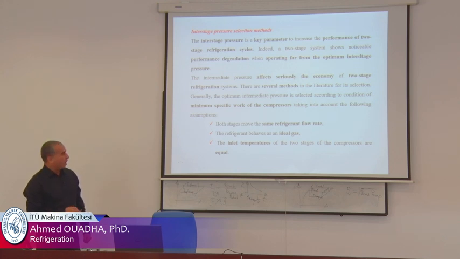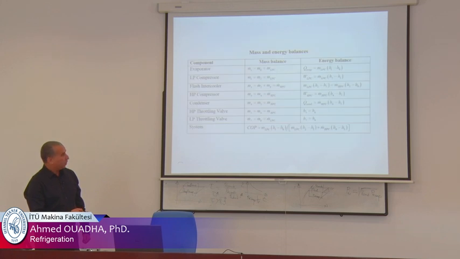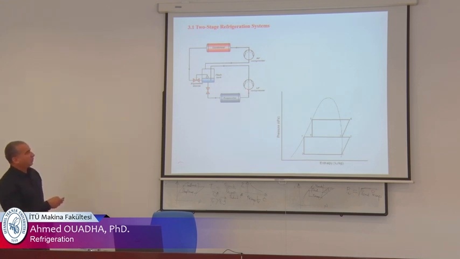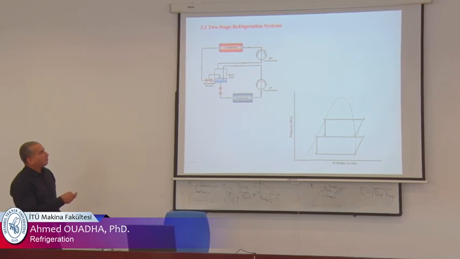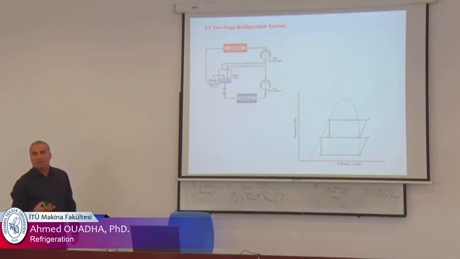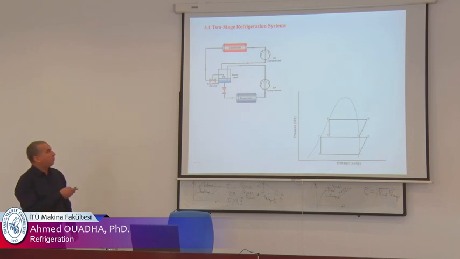First, both stages move the same refrigerant mass flow rate. It is not true. If we return here, for the first stage there is a mass flow rate M1, and for the second stage there is the mass flow rate M1 plus the vapor that has been obtained here. When we throttle from 5 to 6, some refrigerant changes phase to vapor. So M2, the mass flow rate of the second, high pressure compressor, is greater than the mass flow rate of the low pressure compressor.